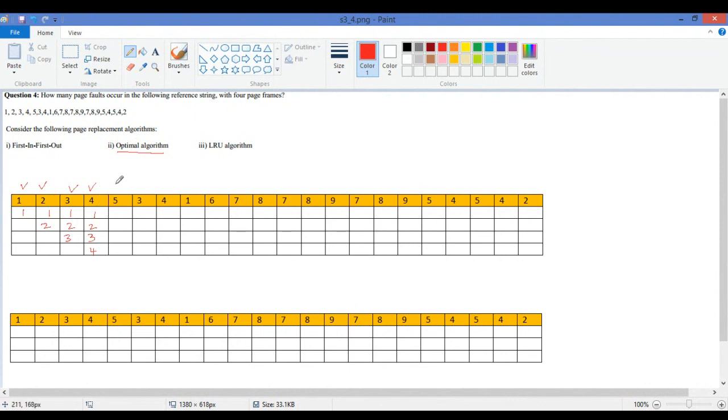Now for 5 also, you see 5, there is a page fault. But which is the candidate for replacement? You see, if there are 4 page frames, you have to see the next 3. The next 3 are 3, 4, 1. So 3 and 4 and 1 should not be replaced. It means 2 should be replaced. Okay, so I select 2 as the candidate for replacement, and 1, 3, 4 I just copy as they are.